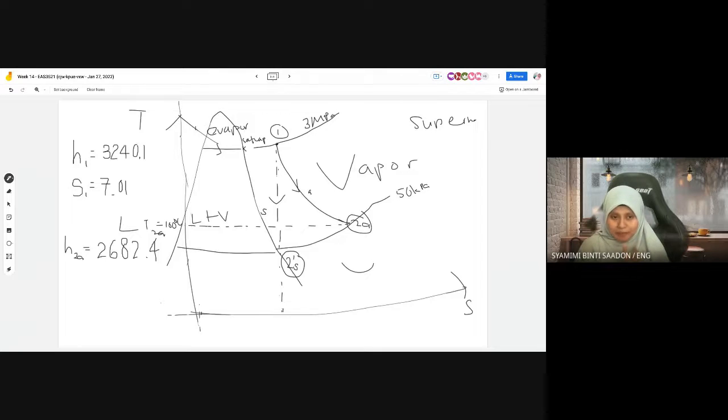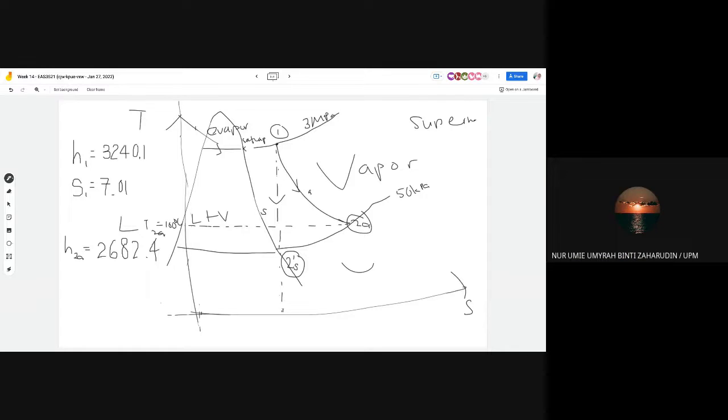Actually, you have one other parameter that you don't have to calculate, but we can use it from the previous point. No need to calculate again. Look at this diagram. For 2S, what is constant? Entropy. Entropy, okay.